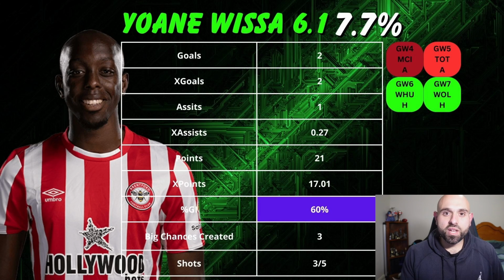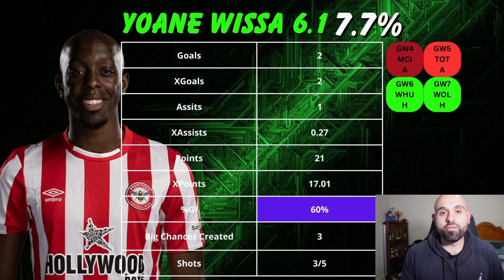Now, Wissa's minutes aren't perfect, so that's something to be wary of, because he will typically come off around the 75th to 80th minute, and we know how prevalent goals are later in games as well. But his data is fantastic. 2 goals from 2 expected goals and assists from 0.27 expected assists, and he's involved in 60% of Brentford's goals.